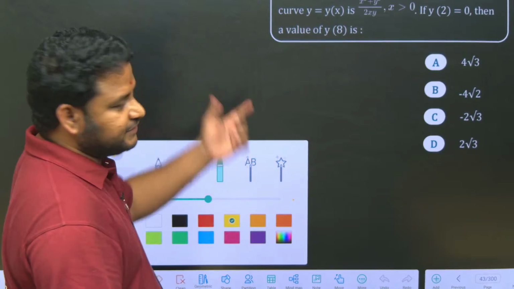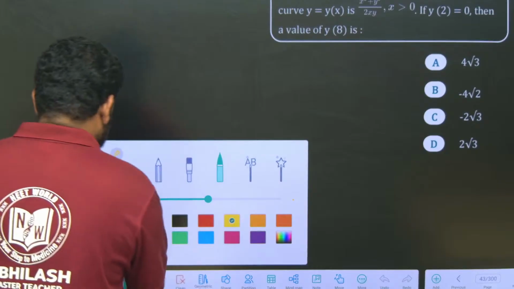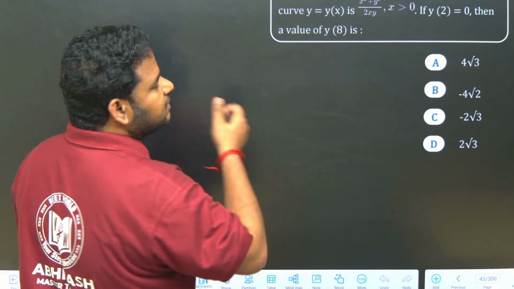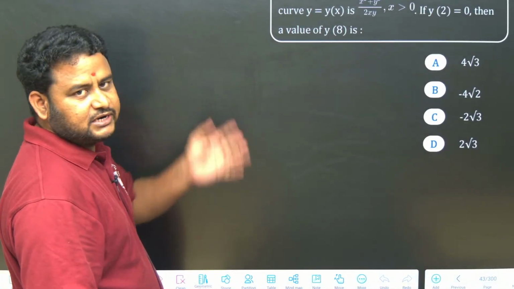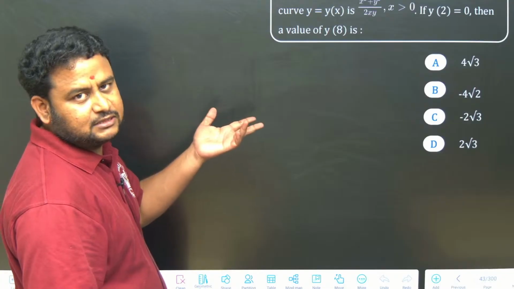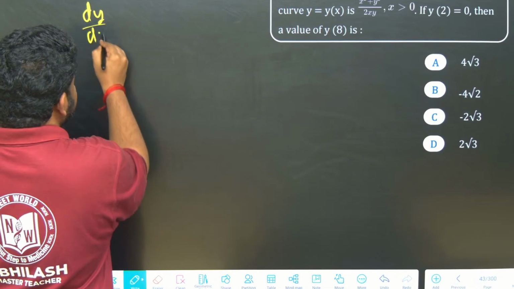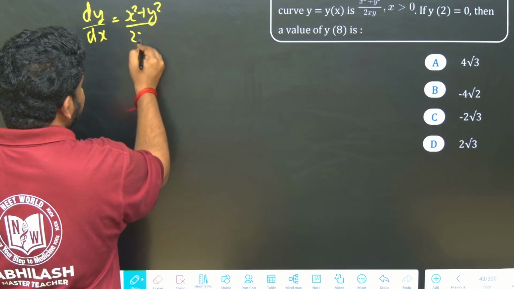Actually, this is similar to the previous question, which you can solve by yourself. You can try by yourself, but still I will tell you the hint on how to solve this. First of all, the slope of the curve, that is the slope of the tangent, is nothing but the derivative at that point. So that will become dy/dx. So dy/dx is equal to (x² + y²)/(2xy).